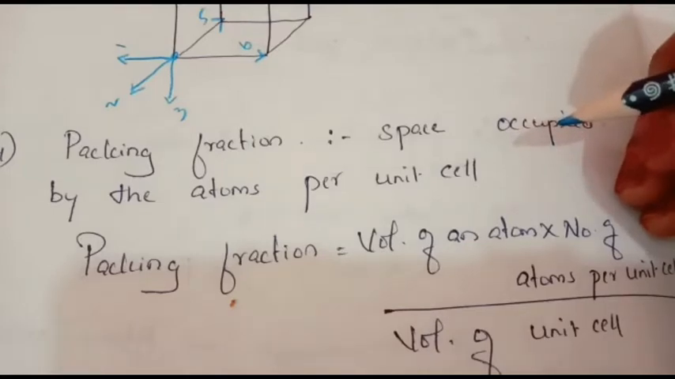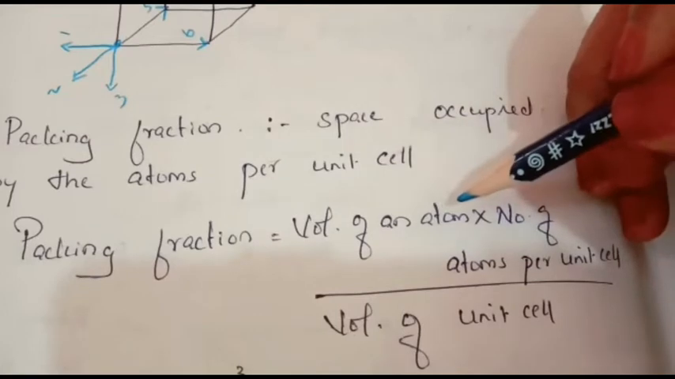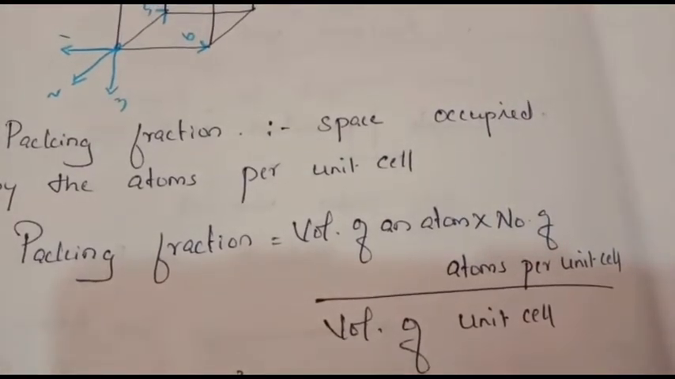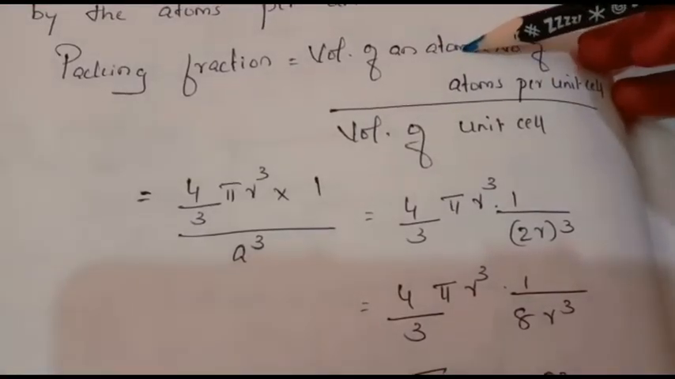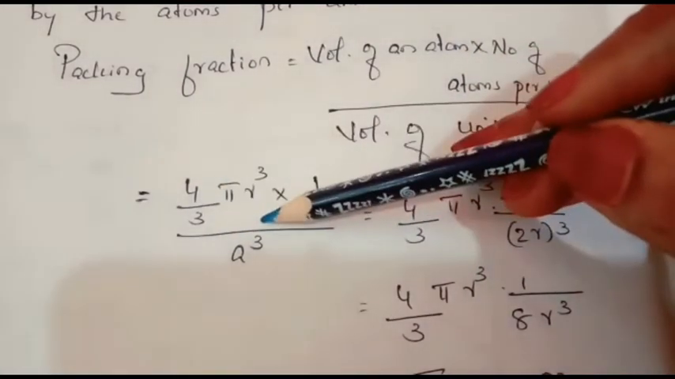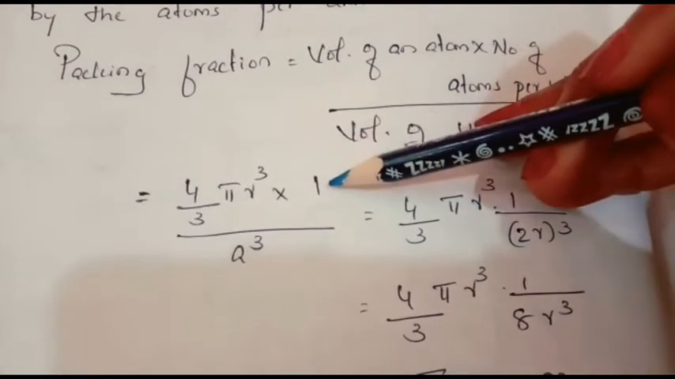It is just like when we are putting some balls inside a carton, how tightly it is packed. Packing fraction is given by the formula: volume of an atom multiplied by the number of atoms per unit cell, divided by the volume of the unit cell. So what is the volume of an atom? An atom is spherical in shape. For a sphere, the volume is 4/3 pi r cube. The number of atoms per unit cell in a simple cube is 8 into 1 by 8, that is 1.